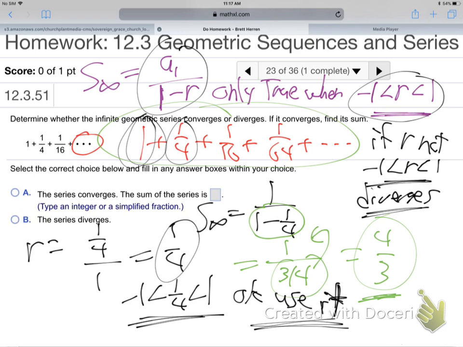So that's how we calculate stuff like the trajectory of things. Yeah, it's got a lot of applications. Some things like that, yeah. The formula? You mean the a1 over 1 minus r?